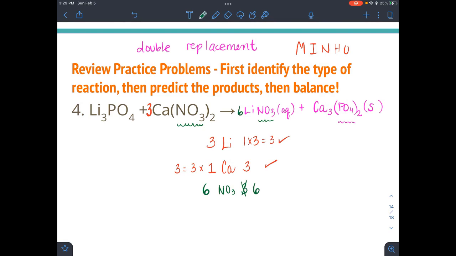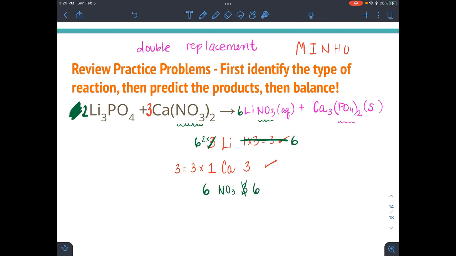Now, what else did that do? That also now made my lithium 6. So I need to keep track that my lithium is now 6. And that means I need to get rid of this and make it 6. Well, to do that, I need to multiply by 2. So I'm going to put a 2 in front of the lithium. I'm going to get rid of that 4. That's confusing. That's just the problem number.